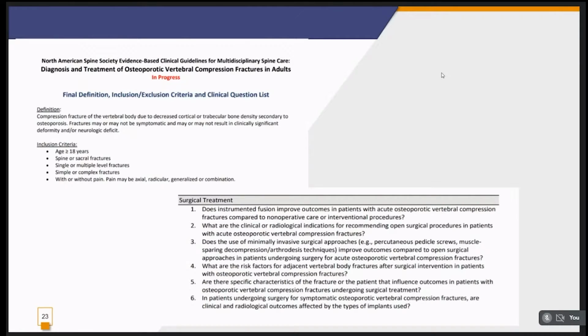And we update the knowledge of vertebral compression fracture in adults by the NASS guideline, but it is still in progress, so we only have the outline of the guideline. I tried to find the full PDF, but it's not available.